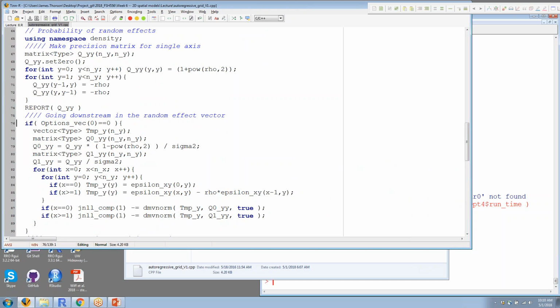the first one just generates the precision matrix by hand. So I define a precision matrix, QIY, which is the precision matrix for a single row. So in the 3x3 case, it'd just be a 3x3 matrix. In this case, we're going to be fitting a 10x10 data set. And so QIY is just a 10x10 matrix for the joint probability for a single row. The joint precision matrix for a single row.